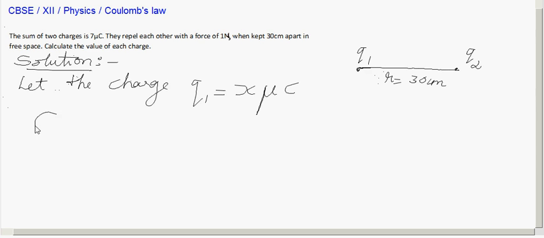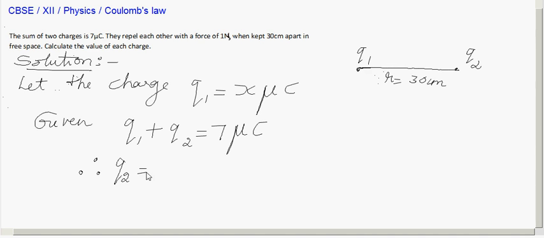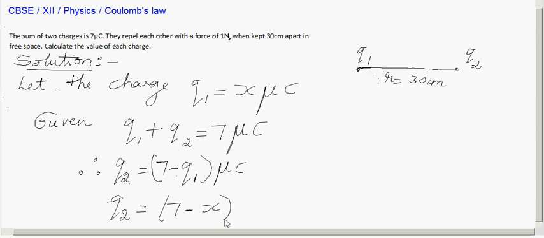Given Q1 plus Q2 is 7 microcoulomb. Therefore, Q2 can be written as 7 minus Q1 microcoulomb. We have taken Q1 as x, so Q2 is 7 minus x microcoulomb.